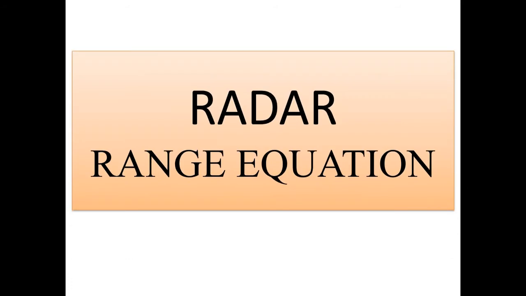Today we will discuss radar range equation. So first we consider transmitted power PT, and when transmitted through antenna we consider gain of an antenna, which is GT. So here the transmitted power PT, when it is passing through the antenna, that gain is going to be multiplied here and it will become PT into GT.